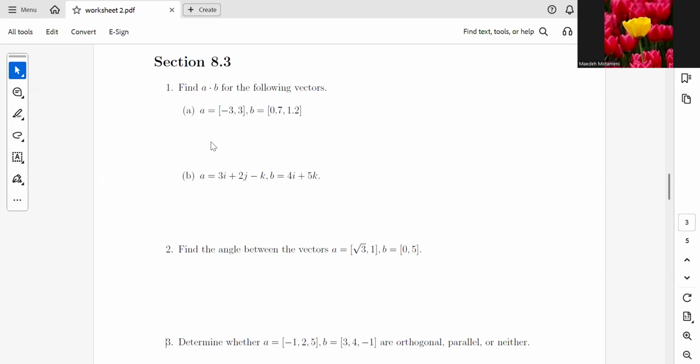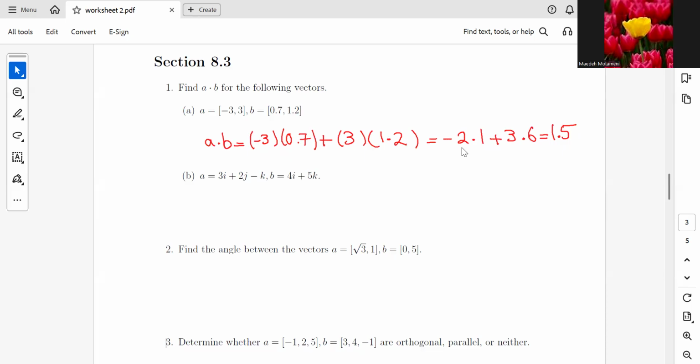We see that A is -3 and 3, B is 0.7 and 1.2. So A dot B, according to the formula, would be -3 times 0.7 plus 3 times 1.2. So for the first one, that is -2.1, and the second one, 3.6, and the answer is 1.5.